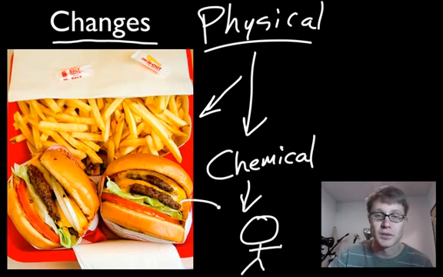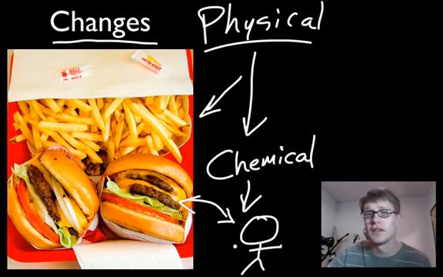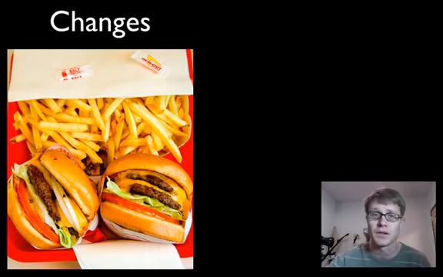In other words, the amino acids that are in a burger are going to be broken down, and then our body is going to use them to build up the proteins inside our body. And so it's important to understand chemical and physical changes and the difference between them, because you need to understand how you are made from a burger. Okay, so let's get started.